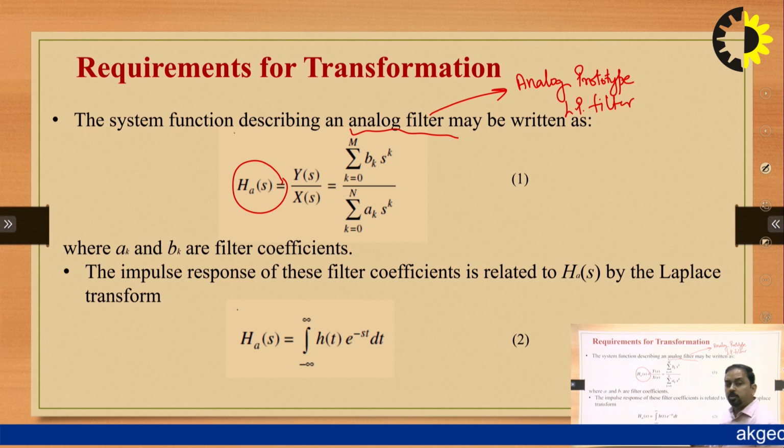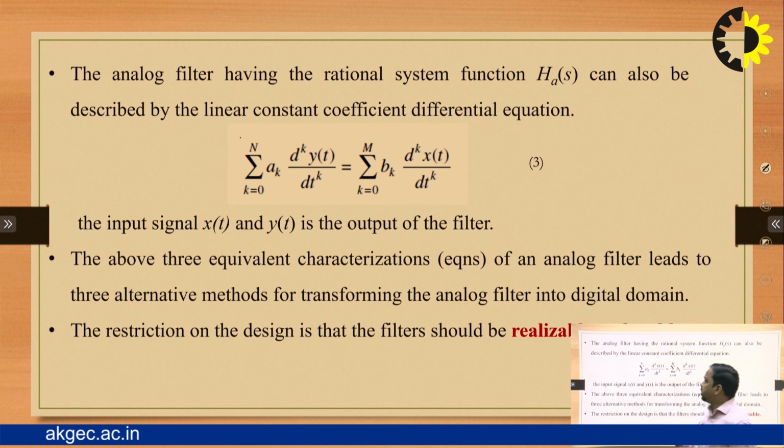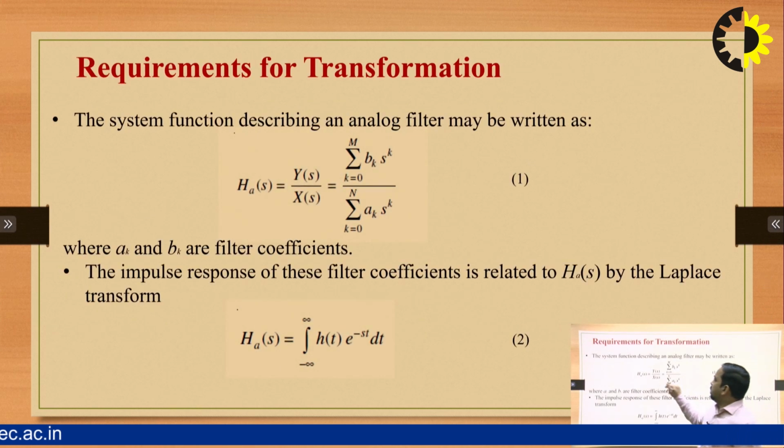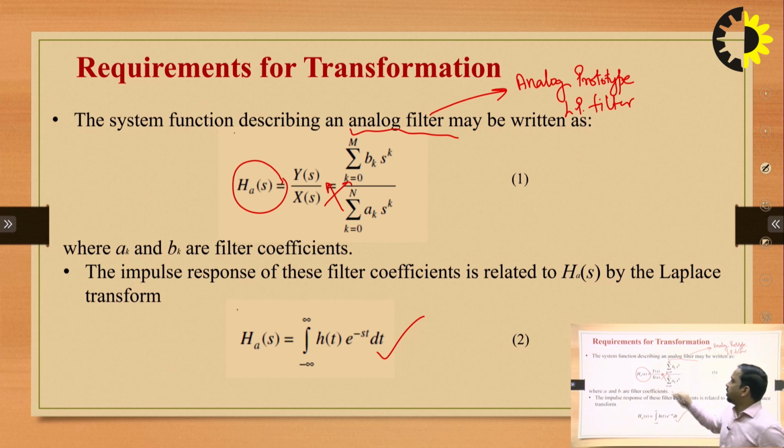The impulse response of these filter coefficients can also be associated with the help of the Laplace equation, which is H of s equal to the integral from minus infinity to infinity of h of t e raised to the power minus st dt. So this is our second equation. Now if we use our first equation and cross multiply like this, we will have Y of s times the summation k equal to 0 to n of a_k s to the power k.